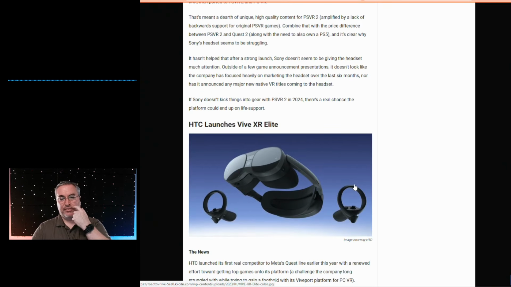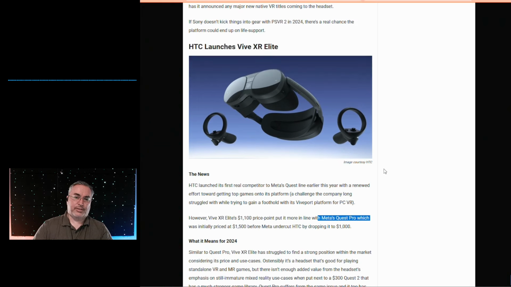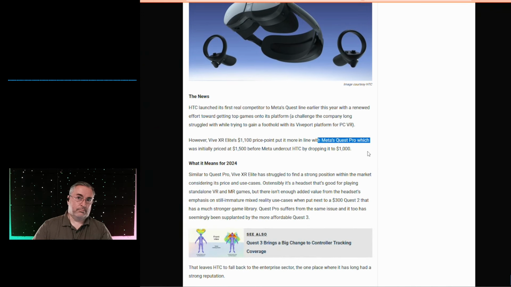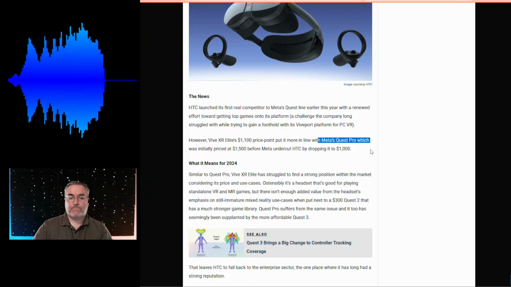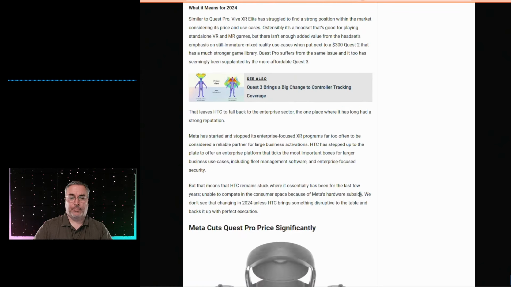How about HTC Vive XR Elite? Pretty expensive. Vive XR Elites are a $1,100 price point, but put it in line with the Meta Quest Pro. Put this in perspective, the Pico 4s, which arguably aren't as good, I think that they're just as good, are $400. So, well, look at that. I mean, you could have multiple headsets in your household for the same price. Yep, and that's why I got the Picos.